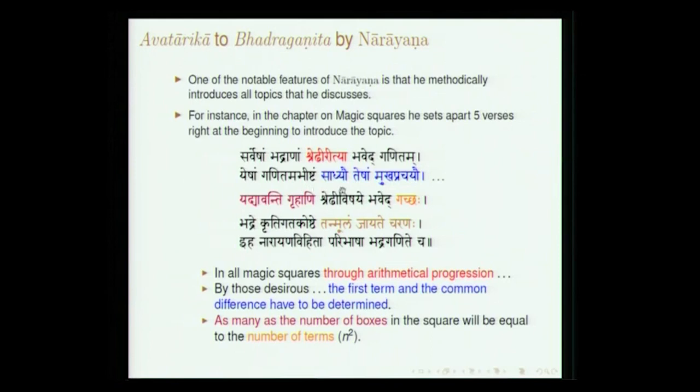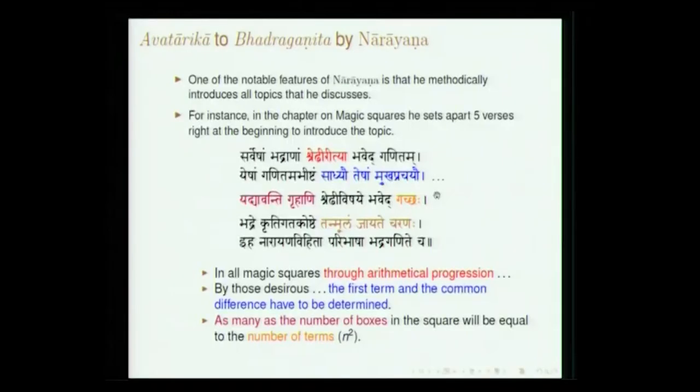So therefore he says, "yesham ganitam abhishtam," those who are interested in doing these magic squares, "sadhyau tesham mukha prachayau." If you have to construct a magic square, you first have to find out, given a certain number s, so the magic sum has to be s, an appropriate arithmetic progression, placing which into the square you will be able to get the magic square. Mukha is the first term, and prachaya is the common difference by which it increases.